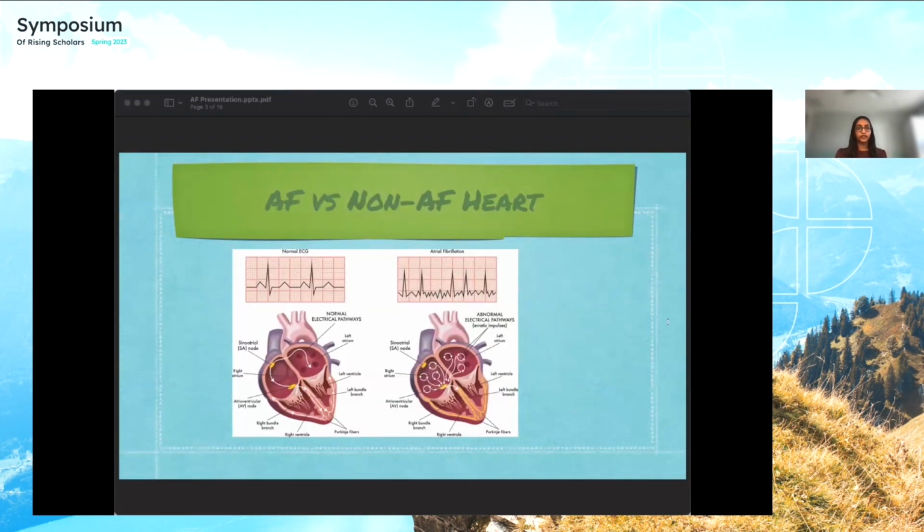This is a diagram of a healthy heart versus the heart of a patient with AF. The ECG recordings are being compared as well. Looking at the ECG recordings, we can see that in the normal heart, the pulse is regular, while in the AF heart, the pulse has an irregular pattern. The abnormal electrical pathways are causing this difference.